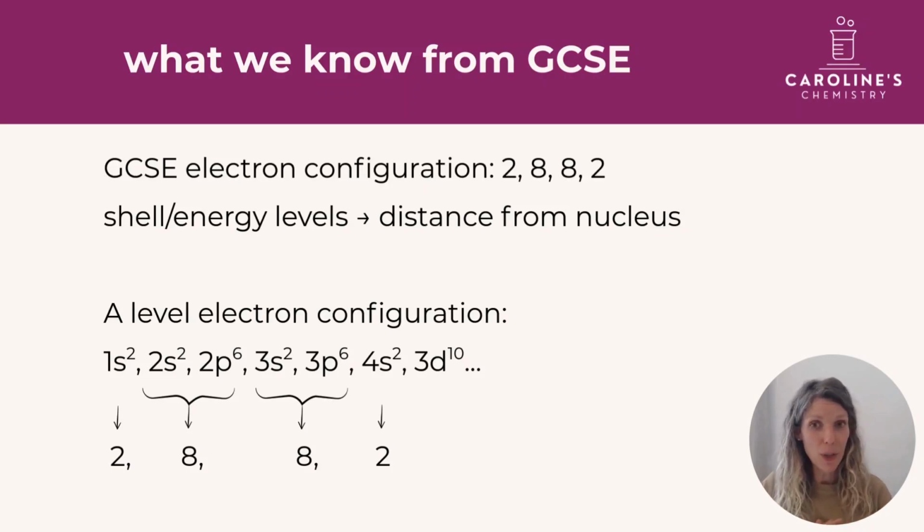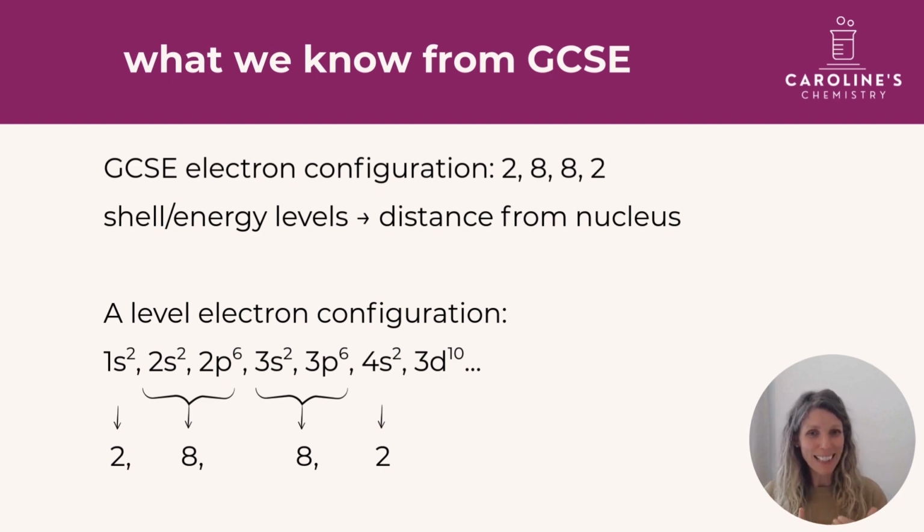At GCSE, you may have come across the idea that electrons are arranged in shells, and in the first shell, closest to the nucleus, 2 electrons fit in there. In the second shell, 8. The third shell, 8. And then the fourth shell, 2. That's because at GCSE we only teach up to element 20, which is calcium, 20 electrons. Those shells represent the distance from the nucleus. So the first shell is closest, the fourth shell is furthest away.